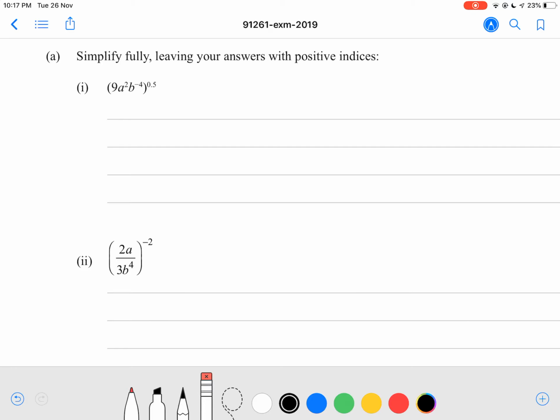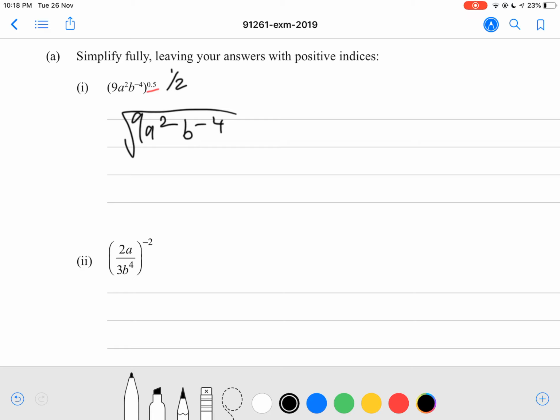So you have 9a squared times b to the power of -4, all to the power of 0.5. So 0.5, that's basically saying 1/2. And when something is to the power of 1/2, it just basically means square root. So the square root of 9a squared b to the power of -4.